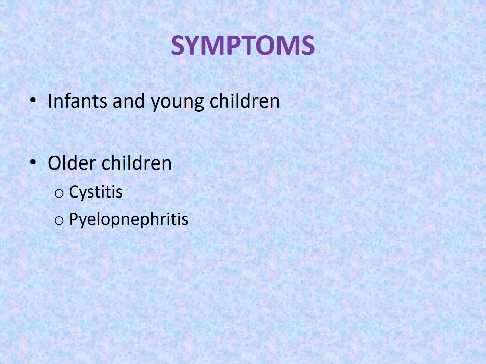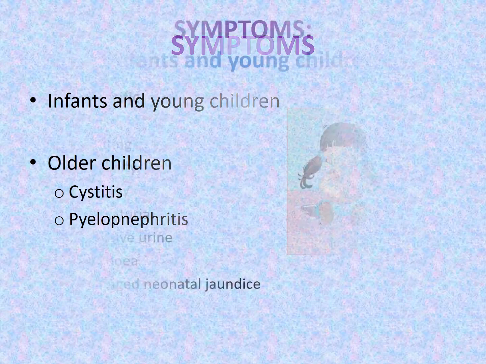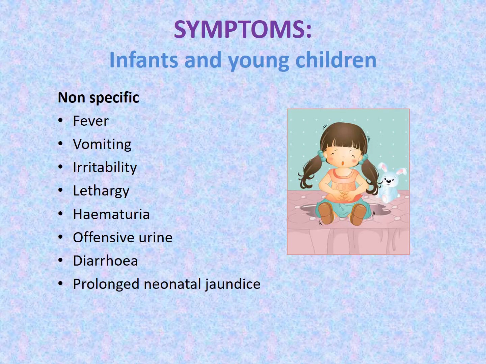The symptoms of urinary tract infection differ according to age groups and whether the child has cystitis or pyelonephritis. I will elaborate on these points in the next few slides. In infants and young children, the symptoms are fairly nonspecific, such as fever, vomiting, irritability and lethargy. So the diagnosis depends on a high index of suspicion and should be considered in any infant and young child with unexplained fever. Sometimes they may present with hematuria, offensive urine, or diarrhea. In the neonatal period, they may develop prolonged neonatal jaundice.